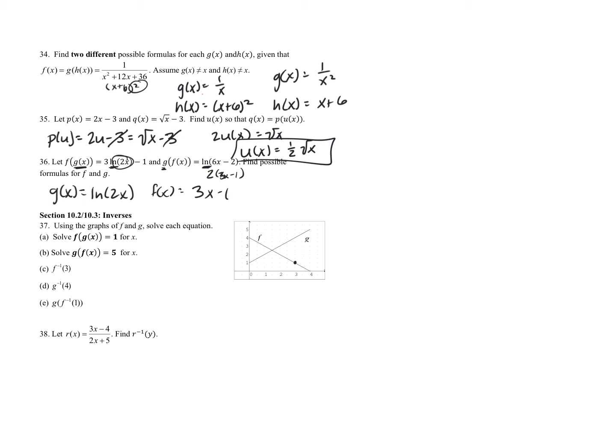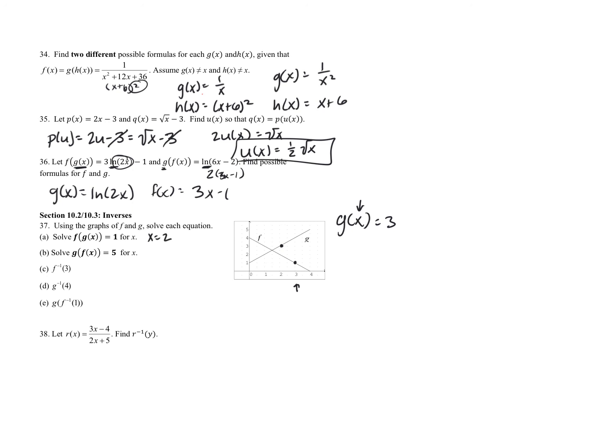So f of g of x equals 1 whenever g of x, so our input here, is equal to 3. And so now we want to find, well, what value of x do we get when g equals 3? g equals 3 right here, so our x is going to be equal to 2.